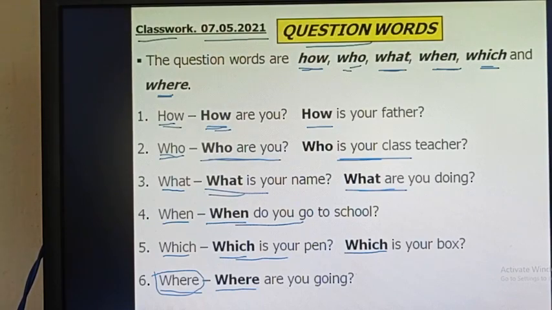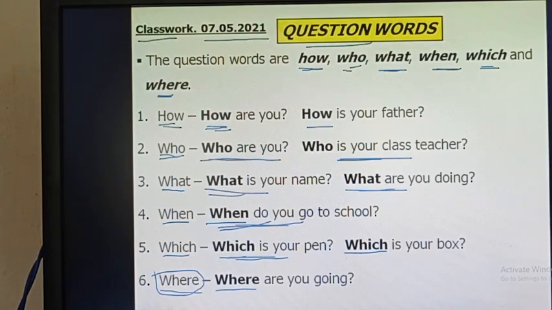So dear children, this is how we will use the question words in order to ask a question, to initiate conversation. Like, how are you, how is your father, who are you, who is your class teacher. Or number 3, like, what is your name, what are you doing, what is your father's name, or what is your mother's name, what is your uncle's name. Or when do you go to school? All these are questions. When do you go to school, when do you take breakfast, when do you take lunch, when do you take dinner. So this when is asked about timing.